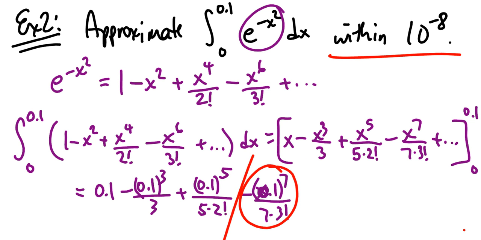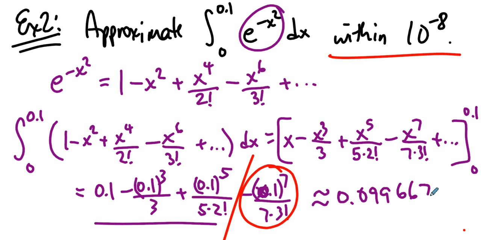And we add up these three terms. And these three terms are approximately 0.0996677. That's the approximation within 10 to the negative 8. So Taylor series let us do things that we could never have done before.